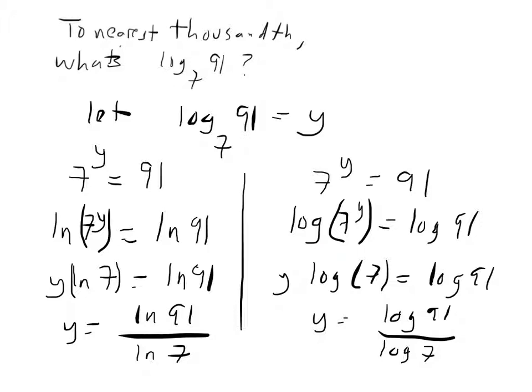I could have taken log base 10, the logs of those two positive numbers, and again use my exponential law of logarithms to bring the y out front. Y log base 10 of 7 equals log base 10 of 91. Solve for y. I get y as log base 10 of 91 over log base 10 of 7. And again, my calculator has a log base 10 button on it, the log button.